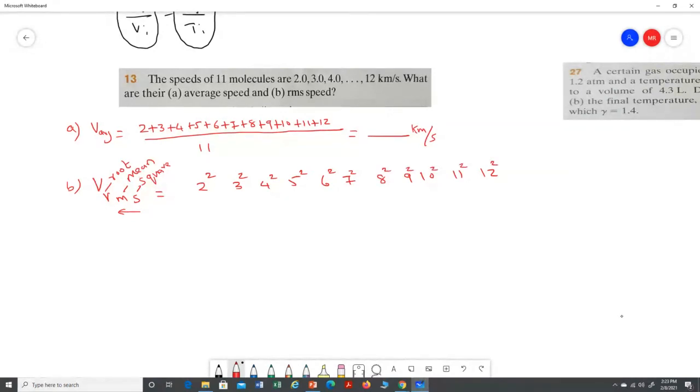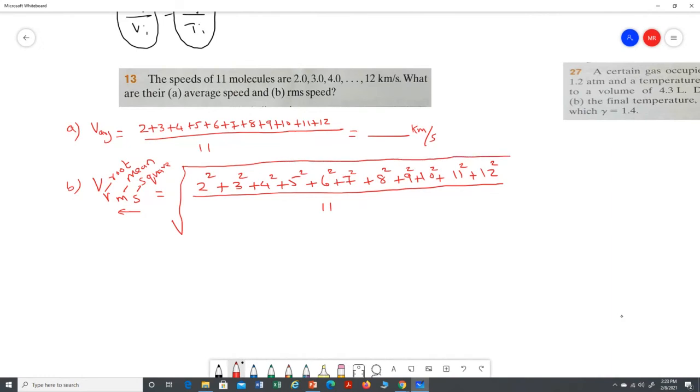And then what is the meaning of mean? Mean is nothing but average. Then over 11. So I have to add and divide by 11. And then finally, what is this? Take the root, the square root. You have to take the root for the entire digit. So you will get the answer. Very easy.